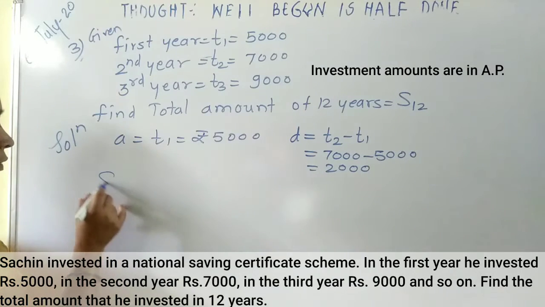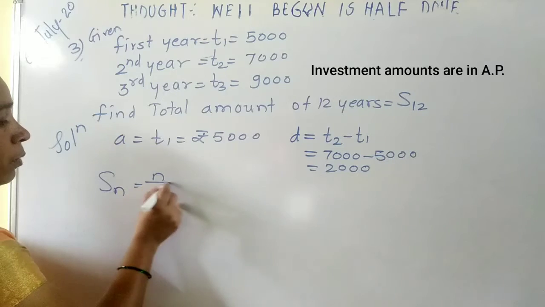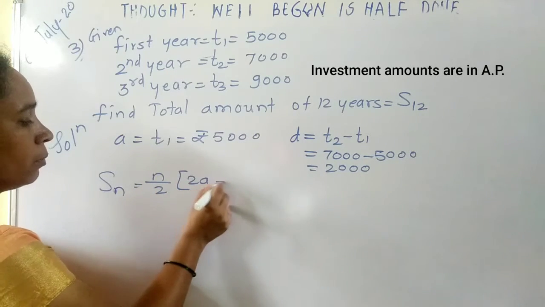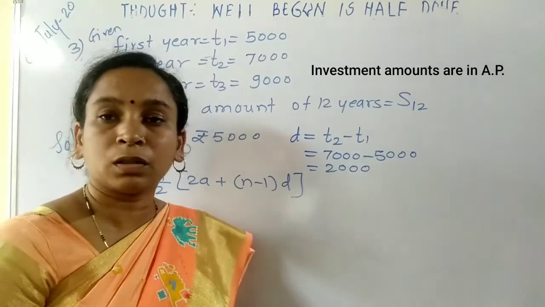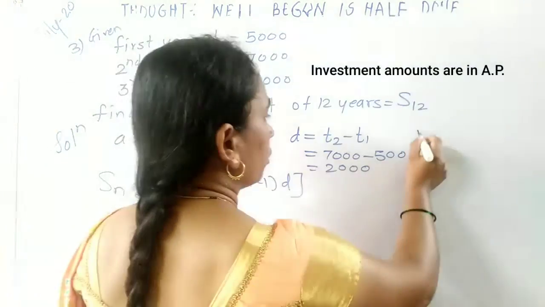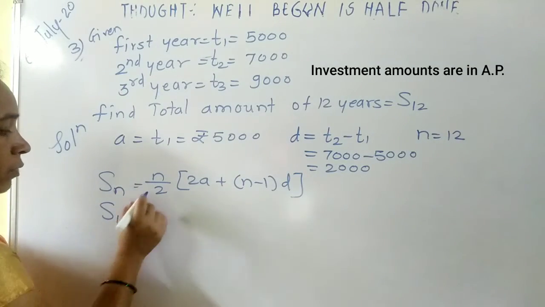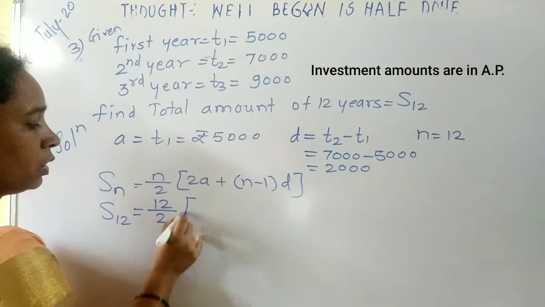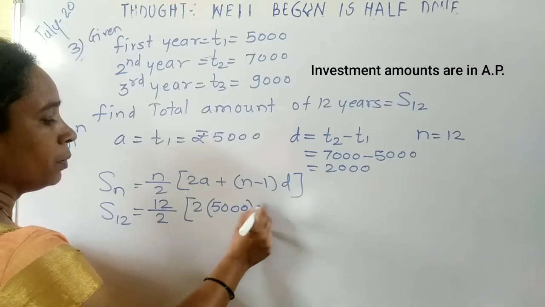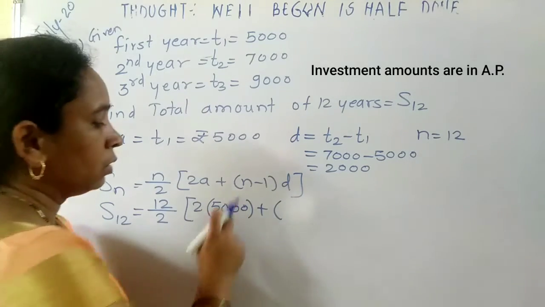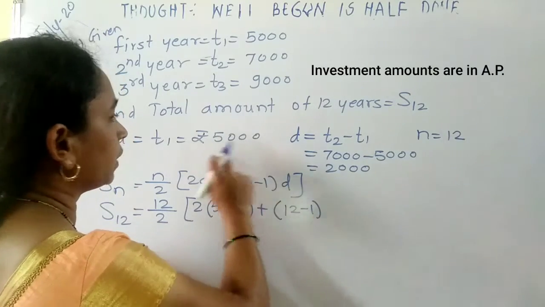Now we have to find out the S12. S12, that means Sn's formula, we will use it. First we will write the formula: n upon 2 into 2a plus n minus 1 into d. Here we have to find out the sum of all 12 years, so n's value would be 12. After putting the value, S12 is 12 upon 2 into 2 into A's value 5000 plus 12 minus 1 into D, D's value is 2000.